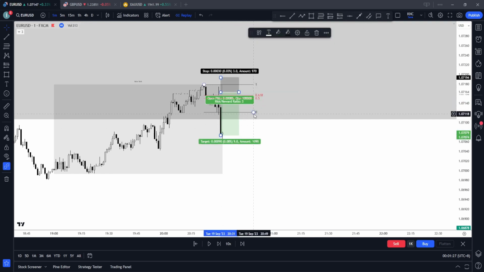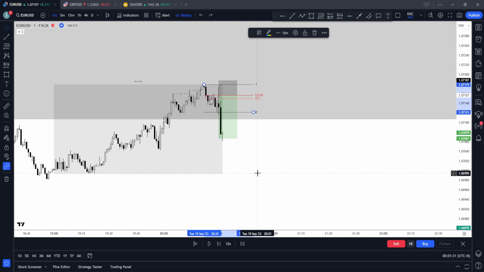So that's how I trade the New York session using ICT's daily bias.